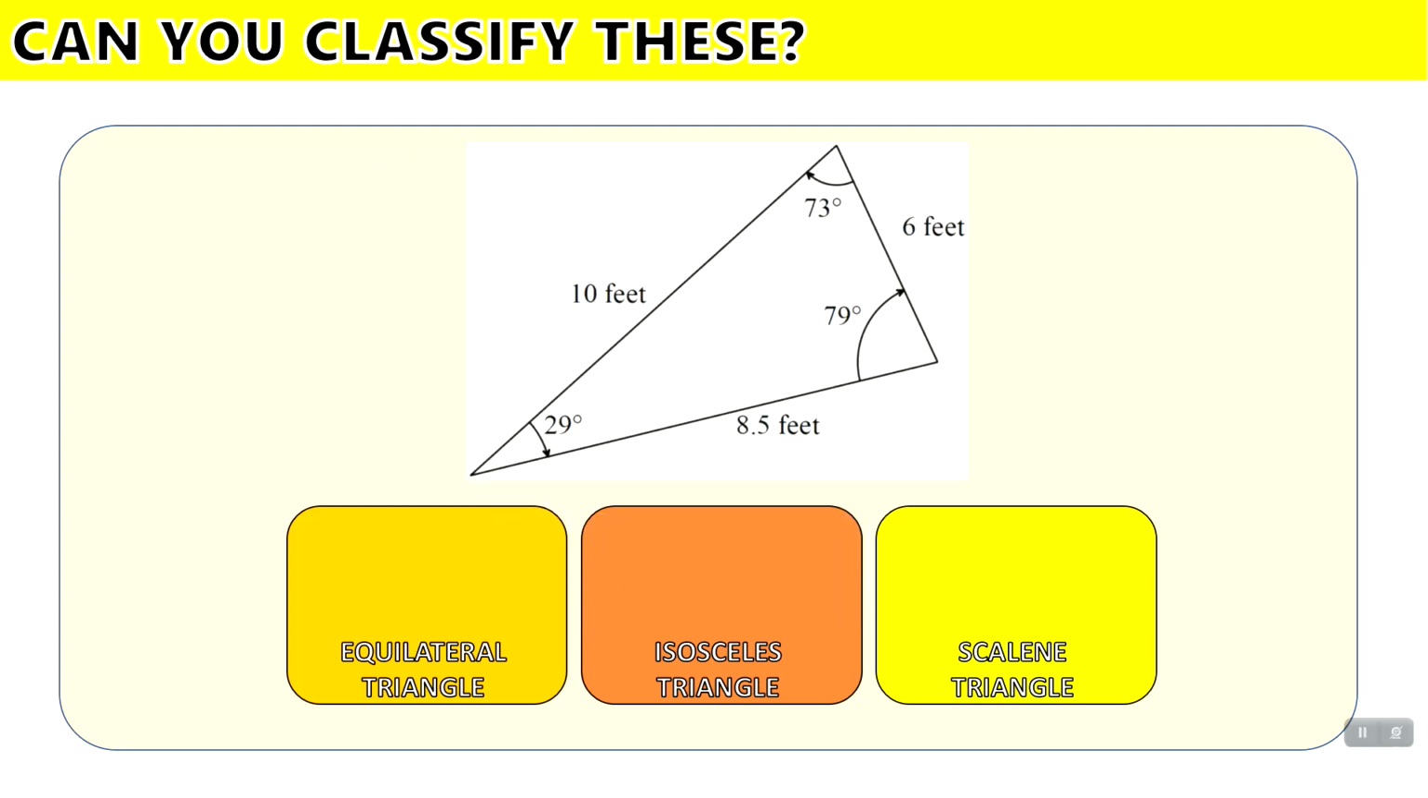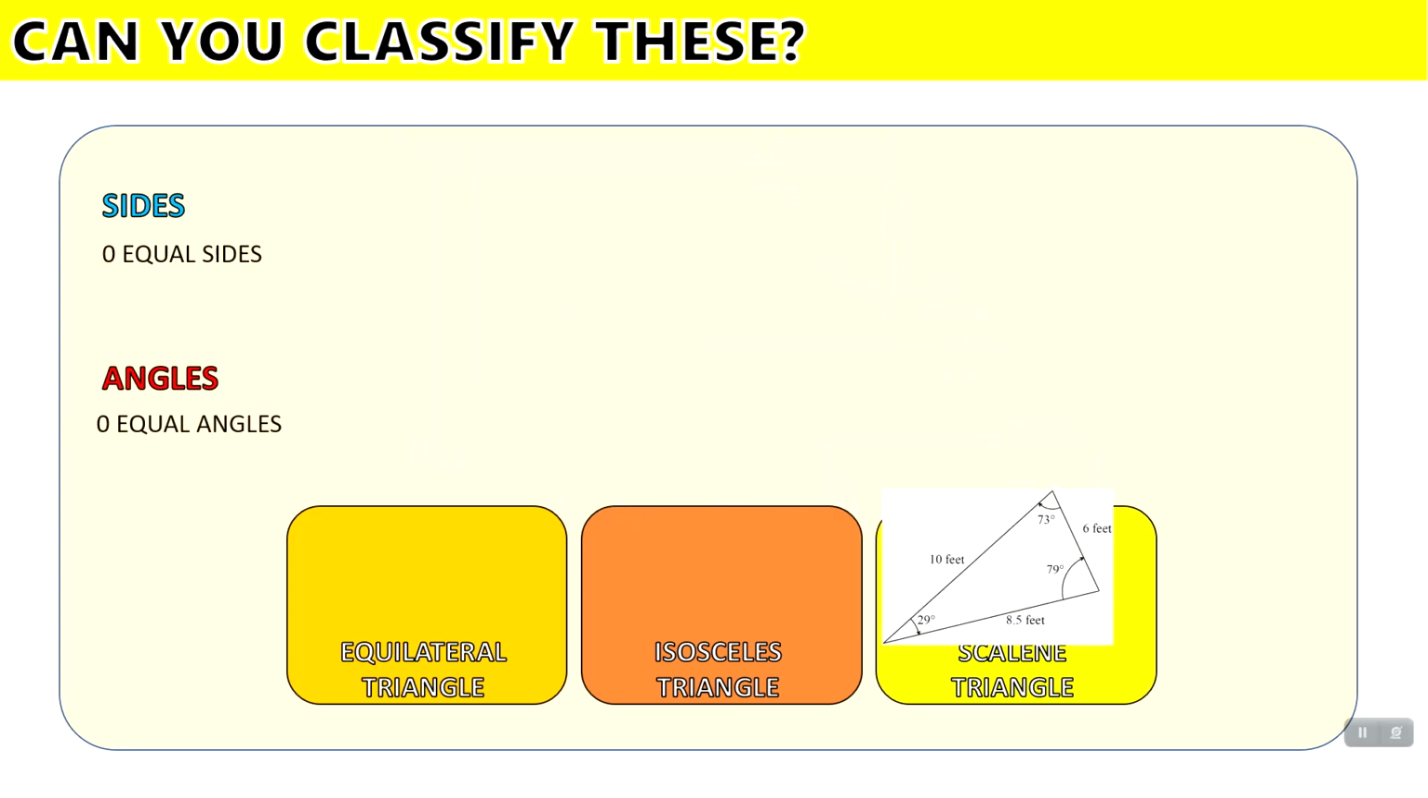Let's try another one. In this diagram, let's look at the sides. We have 10 feet, 8.5 feet, and 6 feet. None of them are equal, and so no equal sides. Let's check the angles. 29 degrees, 73 degrees, 79 degrees. All of those are different, so we have no equal angles. When the triangle has no equal sides and no equal angles, we call that a scalene triangle.